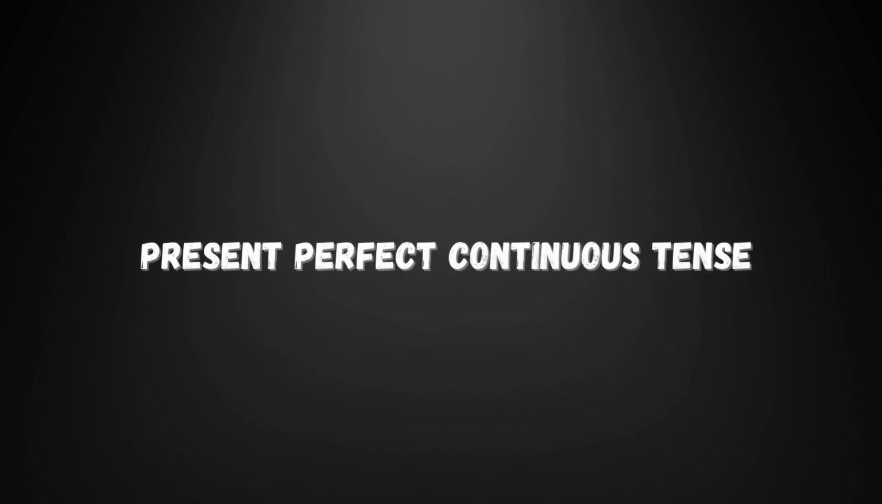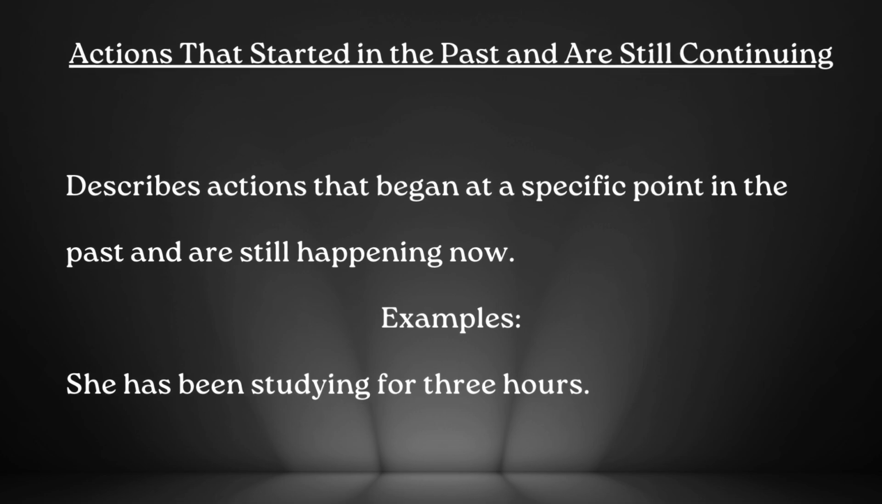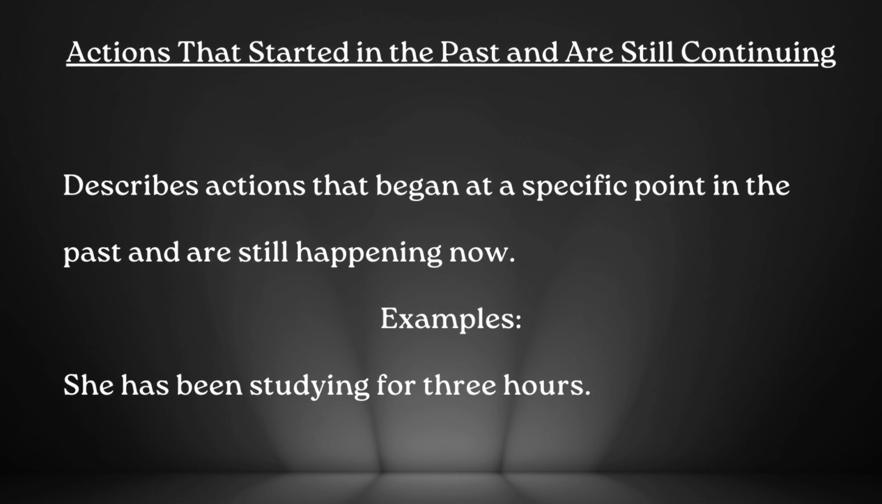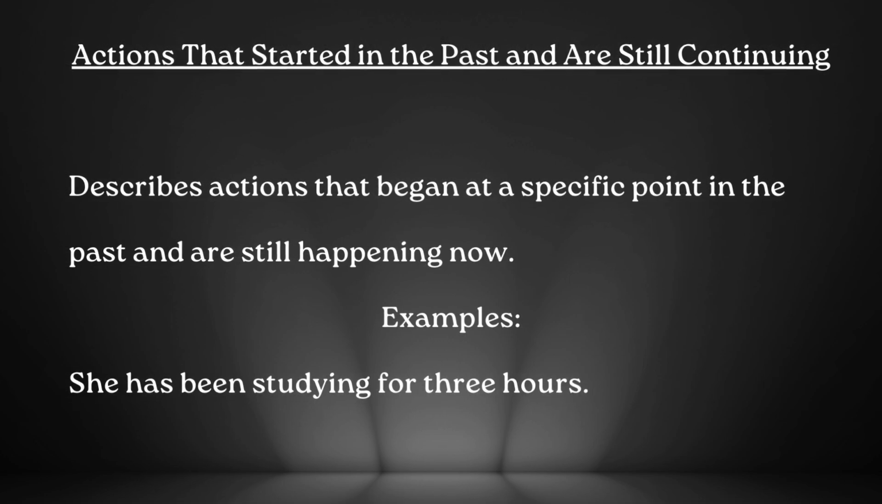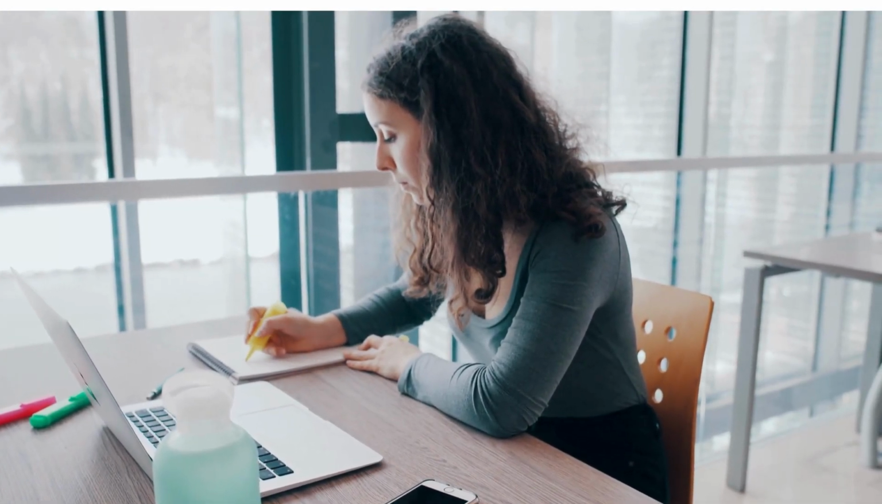Hope it is clear. Present perfect continuous tense, a form used in specific contexts to describe actions that started in the past and continue into the present, or those that have recently stopped but still impact the current situation. Let's explore when and how you can use this tense effectively. First, we use the present perfect continuous to describe actions that began at a specific point in the past and are still happening now. For example, she has been studying for 3 hours.